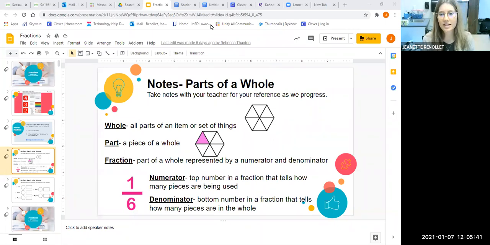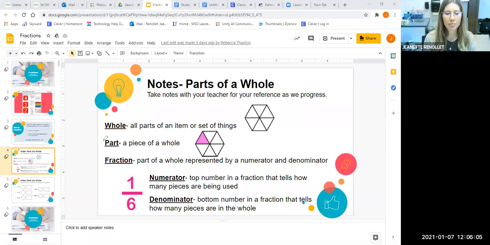To begin with, let's talk about the math word whole. A whole is when all the parts of an item or set of things come together. So here's an example of one whole, when all of the parts are together.